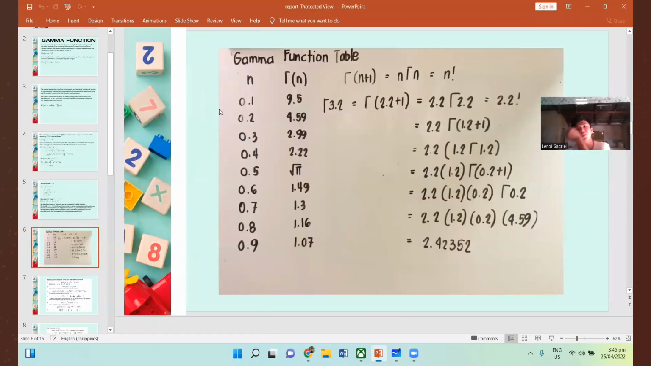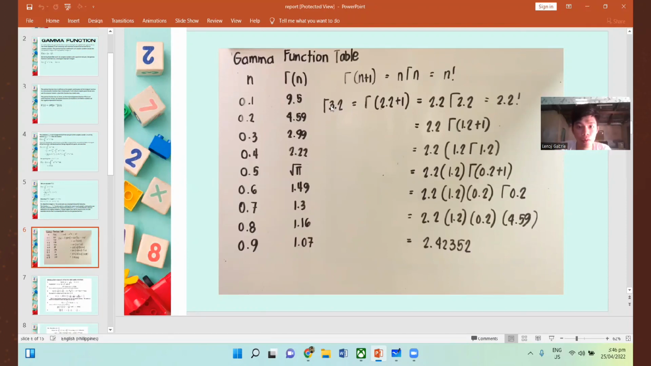So gamma functions table. So we are having a table with n values: 0.1, the gamma of this is 9.5; 0.2, 4.59; 0.3, 2.99; 0.4, 2.22; and 0.5 is square root of pi.